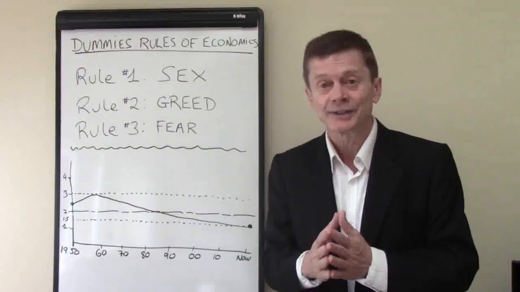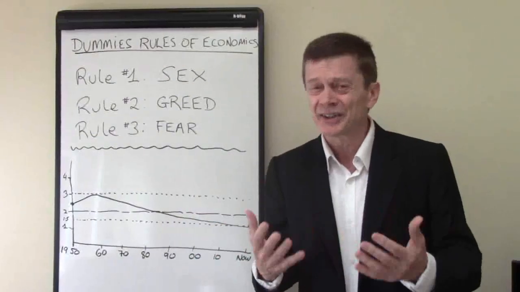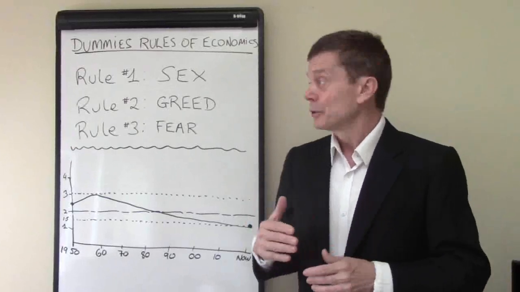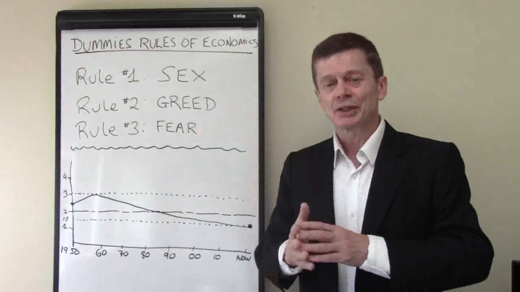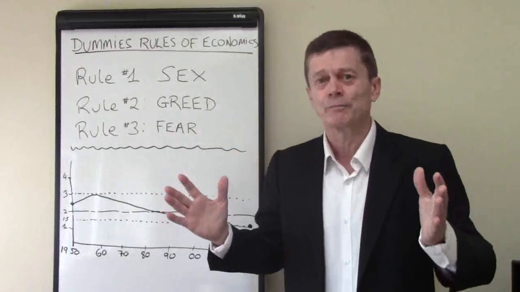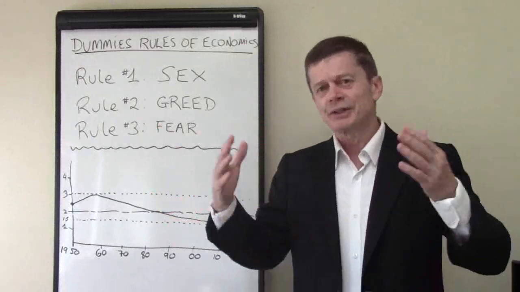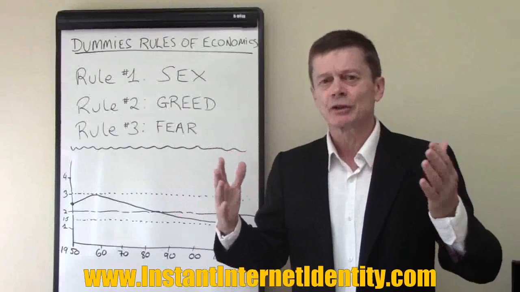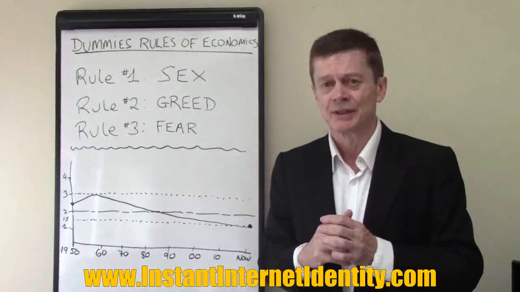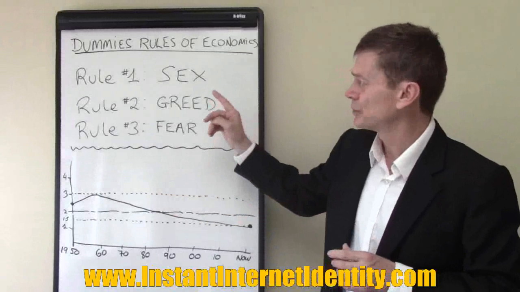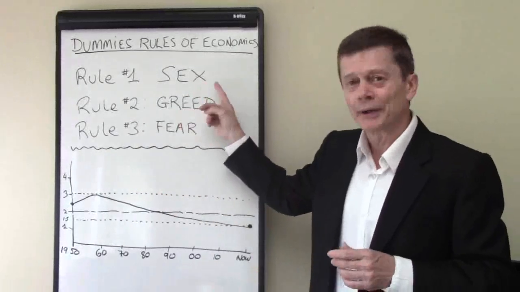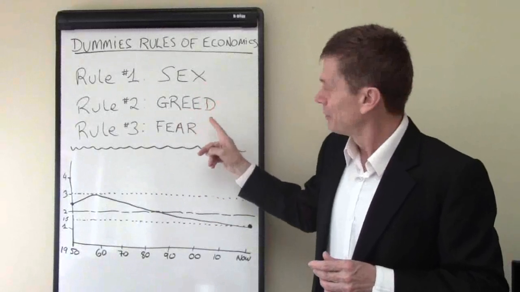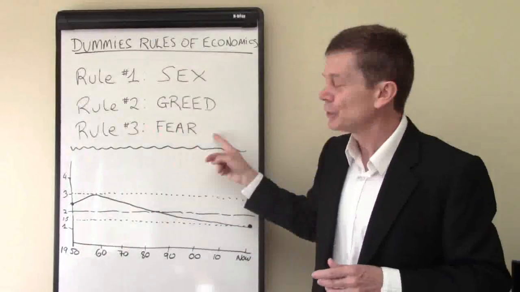Would you like to know how I see the world and how I turned not understanding economics when I was at school into making a lot of sense out of it? The reason is the economy is based on a vast collection of individual people. So whenever you see the markets or different economies or trade, that is the interaction of people wanting goods and services. So how can we relate it back to individuals? The three rules are: number one, sex; number two, greed; number three, fear. These are all human emotions.